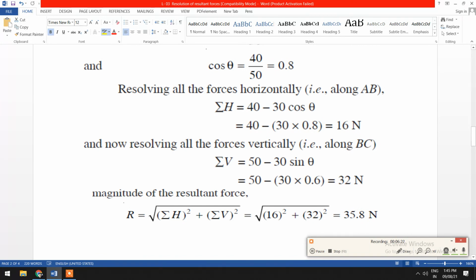For finding the resultant of these horizontal and vertical components, we write under root summation of H square plus summation of V square. Here we got summation of H equal to 16 and summation of V equal to 32, so under root 16 whole square plus 32 whole square gives 35.8 Newton. This is the resultant of these forces.